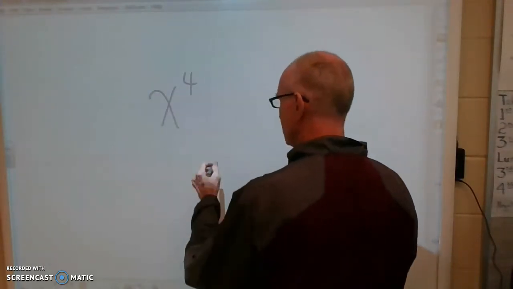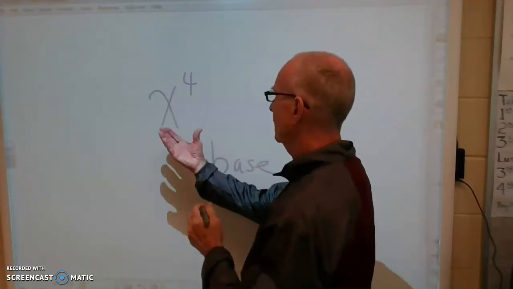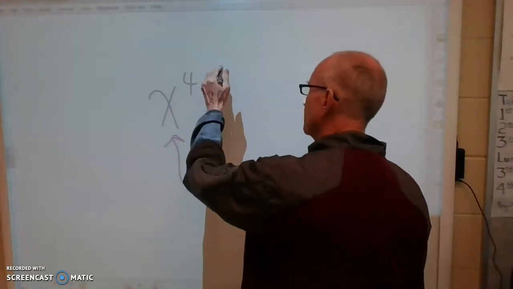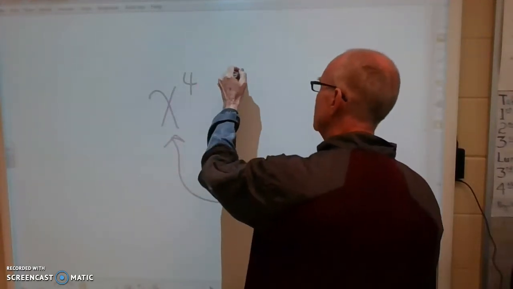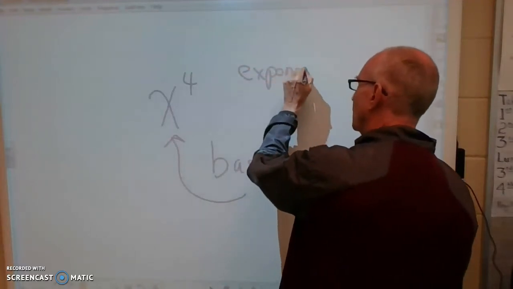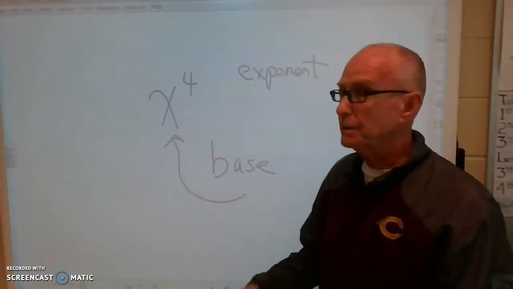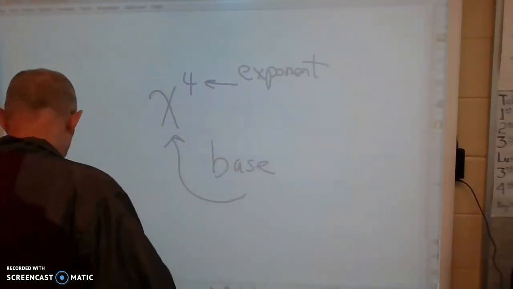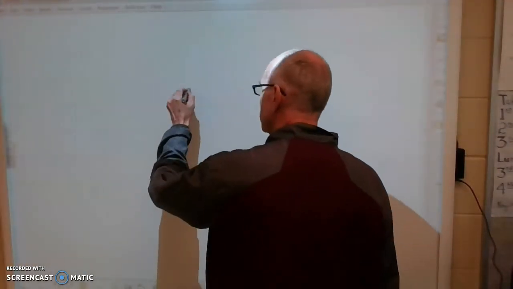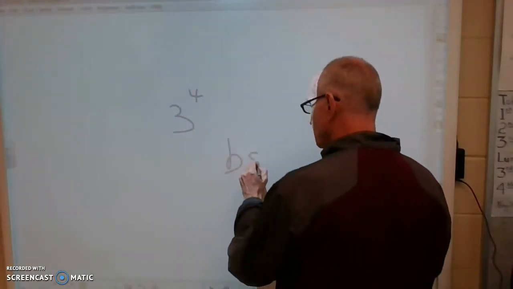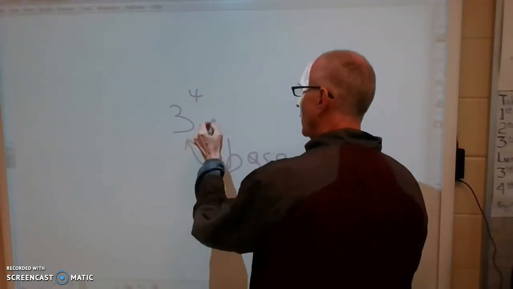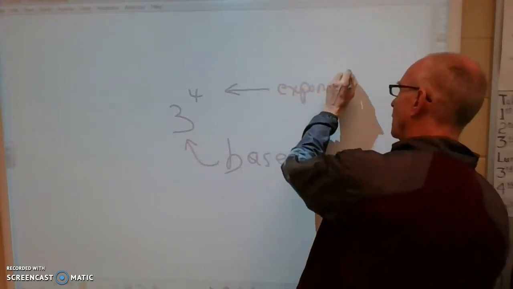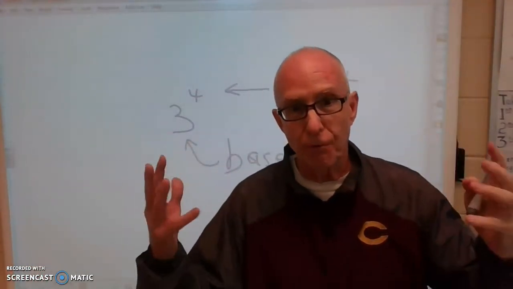The x is known as the base. Anything that is being raised to a power is known as the base. Okay, and the other number, the little number at the top, is known as the exponent. Or power. You can call that the power if you want to. But you need to know, if you were to write 3 to the 4th power, then 3 is the base, and 4 is the exponent, or the power. You're raising it to the 4th power.